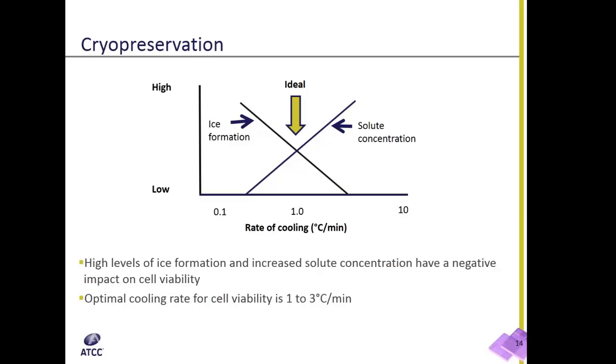Cryoprotectants, most commonly DMSO, encourage dehydration, minimize ice crystallization, and reduce solution effects. For most cells, the optimal rate of freezing is between 1 and 3 degrees Celsius per minute. As you can see in the diagram shown, at this temperature range, the negative impact of intracellular ice formation is at equilibrium with increased solute concentration, thus maximizing cell viability.